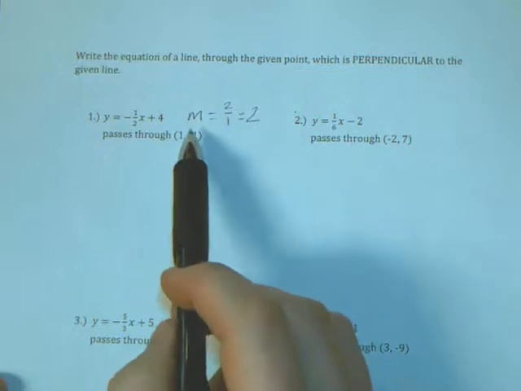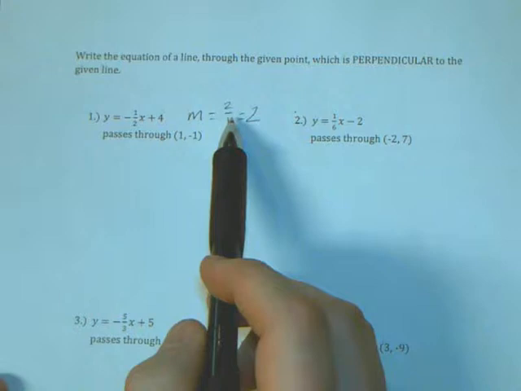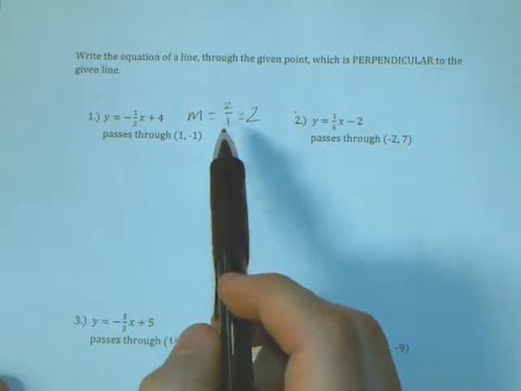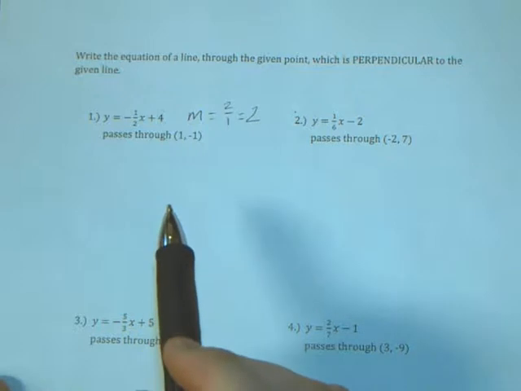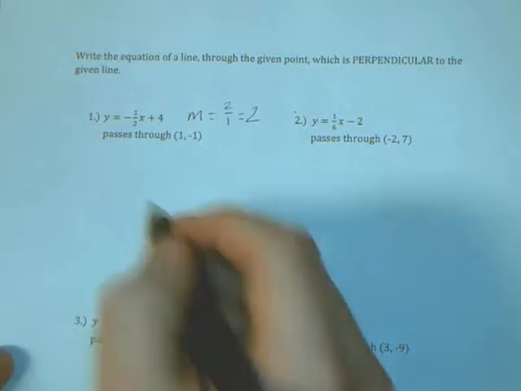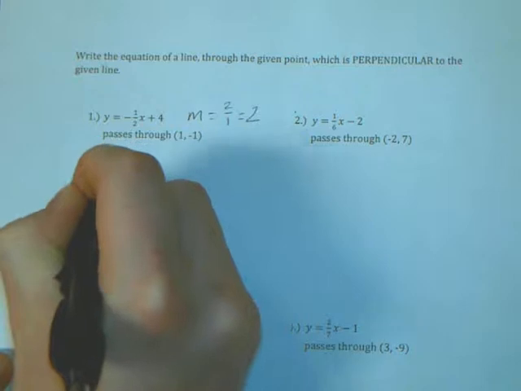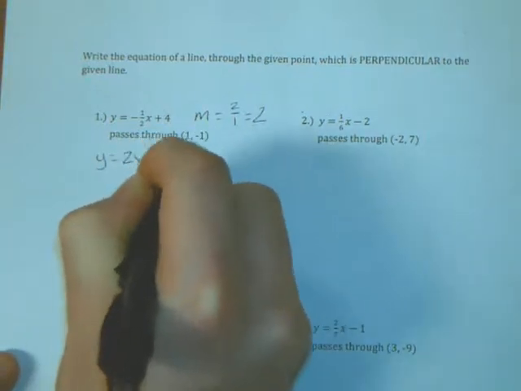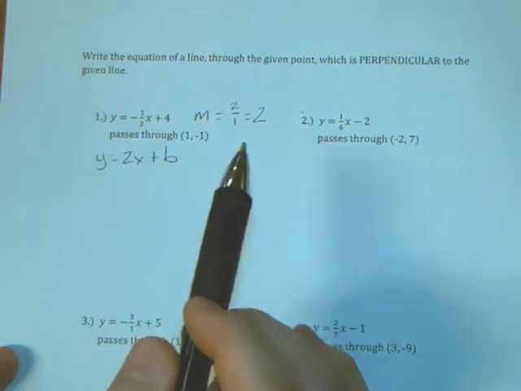So I identified my slope. I want a perpendicular line, so I need to flip it and change the sign, so my slope is 2. So what do you think the second step's going to be? Right. Write out slope-intercept form. So what's that going to look like, Jake? That's exactly right. You write out the slope-intercept form with your new slope.